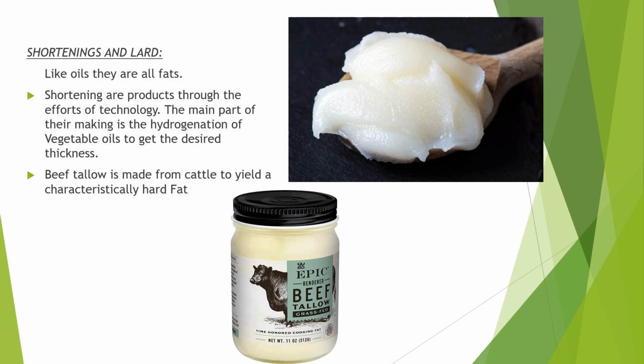Shortenings and lard. Shortenings and lard, like oils, are essentially all fat. However, they are solids with considerable plasticity. What is plasticity? It is the ability of a fat to be spread or creamed. Shortenings are products of technology. The main part of their making is the hydrogenation of vegetable oils to get the desired thickness. Beef tallow is made from cattle to yield a characteristically hard fat.